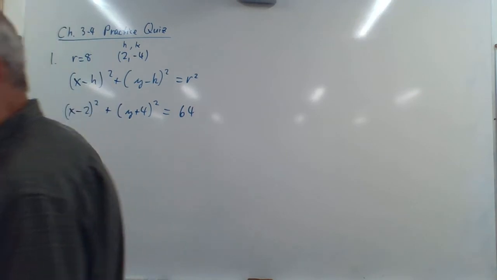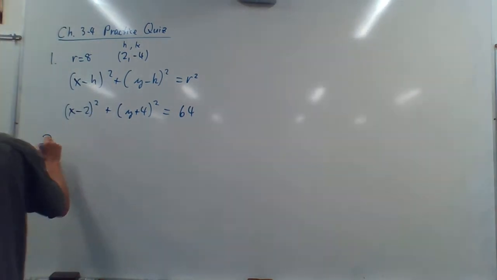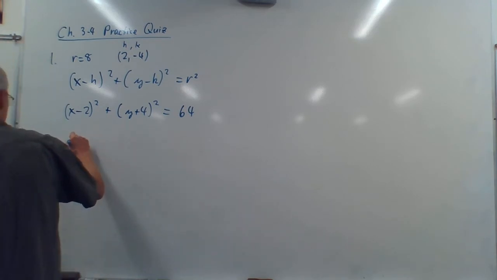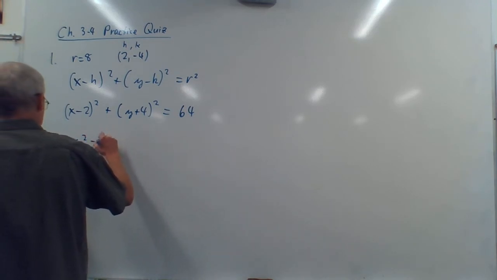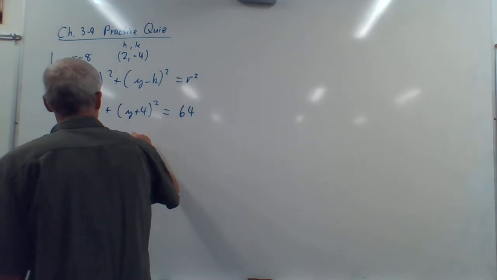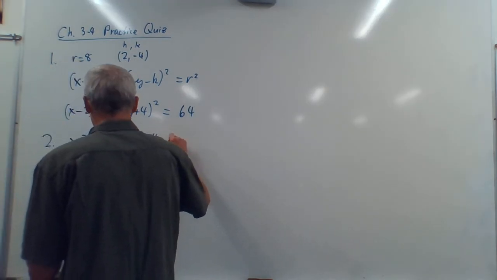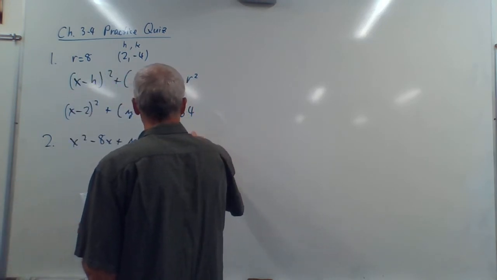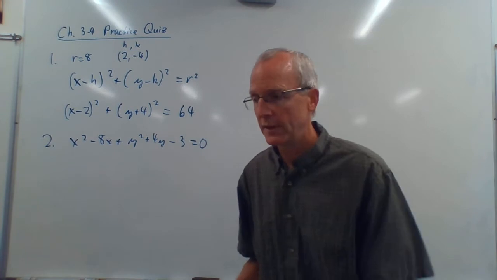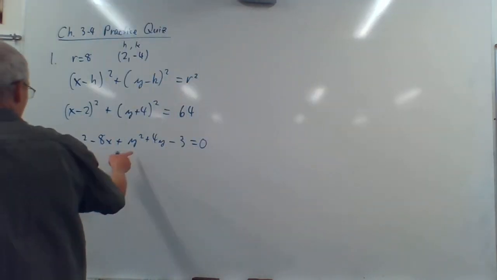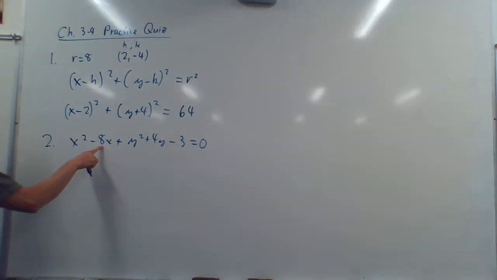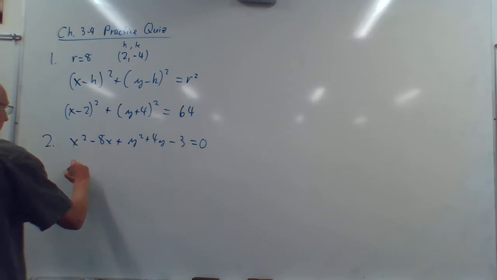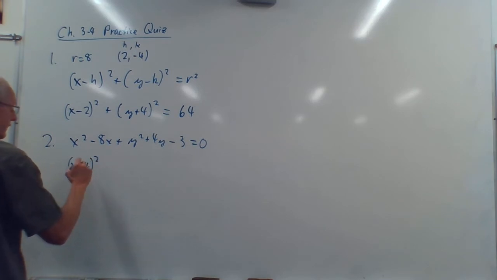Okay, pretty good. Now, 2 is a completing the square problem. It says find the center and radius of the following circle: x squared minus 8x plus y squared plus 4y minus 3 equals 0. So we have to complete the square for x and y. You always take half of the number on the x part, so half of 8 is 4, and it's minus, so I say (x minus 4) squared.